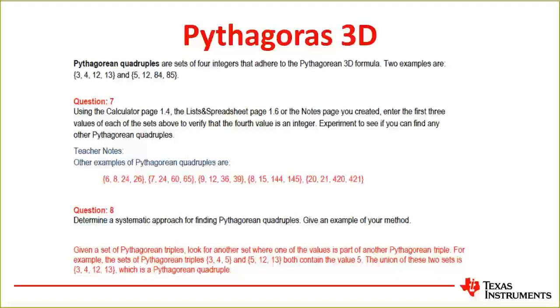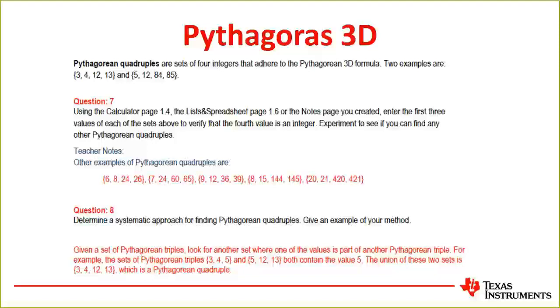So as you can see there in blue with the sets of quadruples in red, you can see that 6, 8, 24, 26 is one, and that's one because it's a multiple of 3, 4, 12, 13. Now, that's okay if students find multiples of existing ones. That's no problems. But you can also ask students, and this is a very, very nice extension and really lovely way to finish the activity, to determine a systematic approach for finding Pythagorean quadruples and to provide an example of your method.